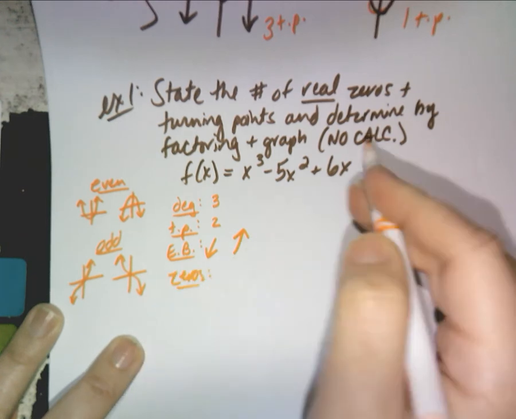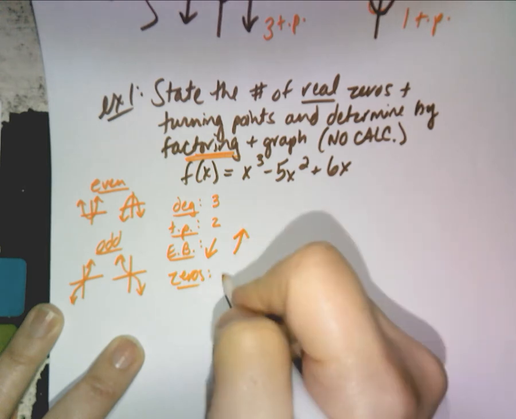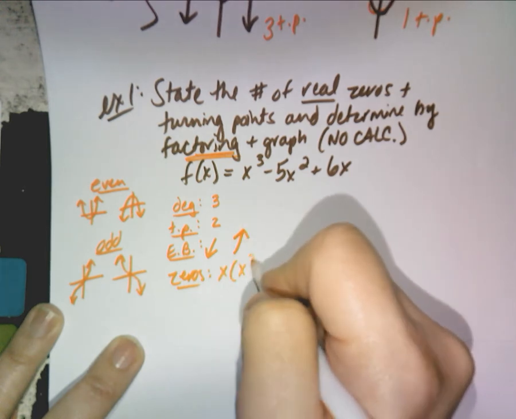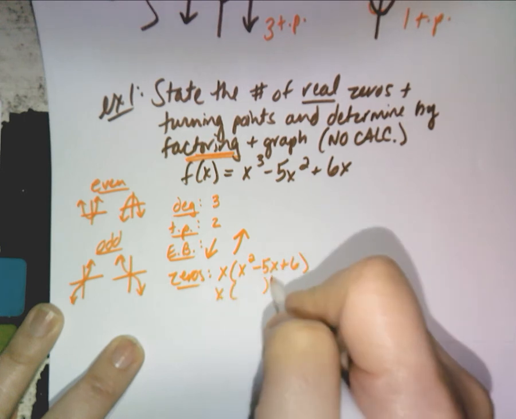And how do I find those zeros? I find them by factoring. All right, so what can we factor out of this? Let's see. An x, right? X squared minus 5x plus 6. And then what does that factor into?